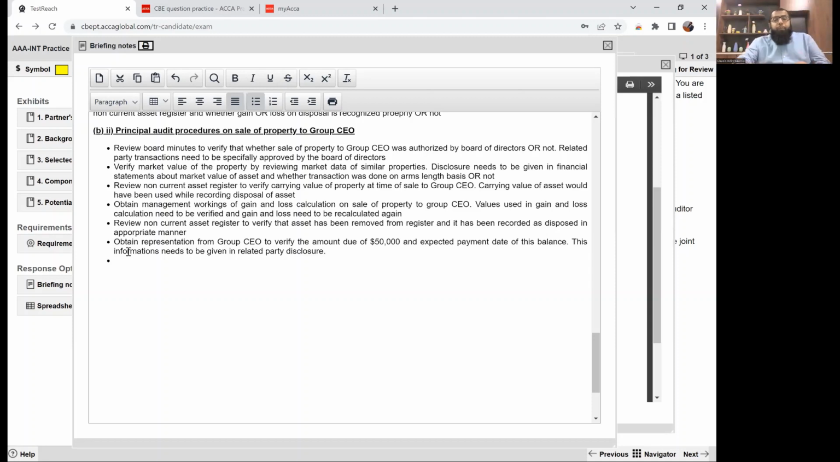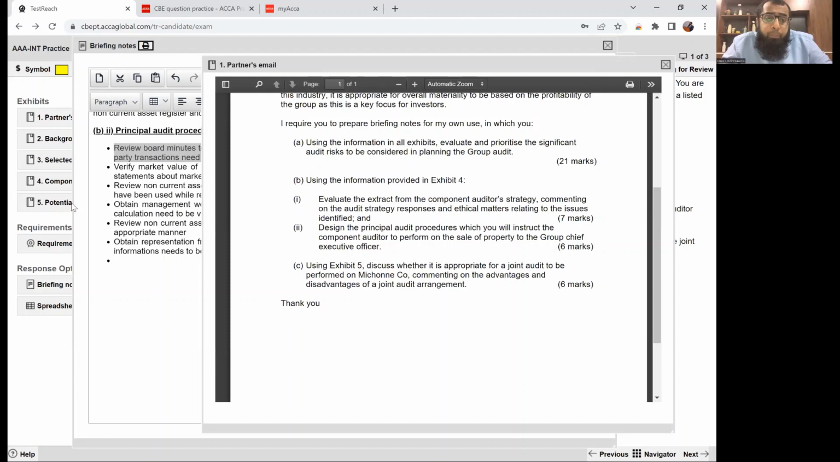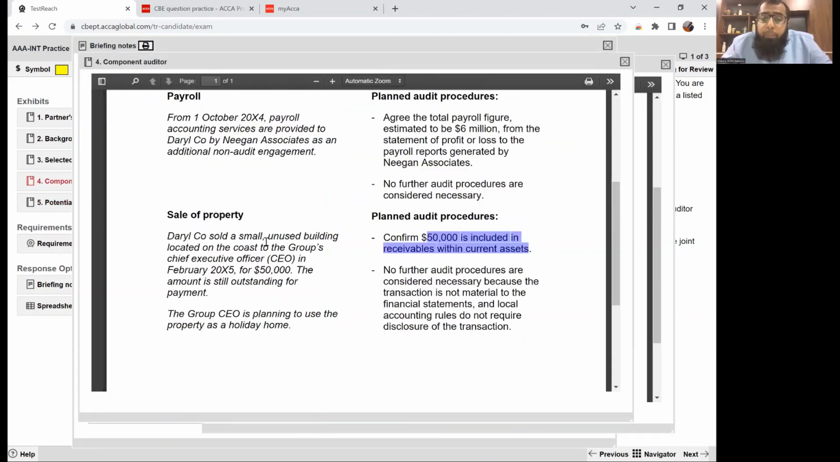Okay, so in this requirement, we had to discuss the principal audit procedures. I hope you people are getting it. Principal audit procedures in relation to sale of property to the group CEO. So here was the transaction of group CEO. It was written here that a small unused building was sold to group CEO for $50,000 and the amount is still outstanding for the payment. The only procedure which was performed was to verify whether this amount is included in receivable.